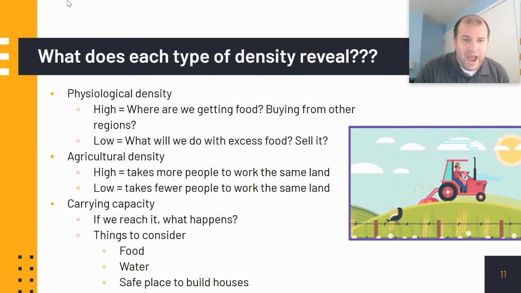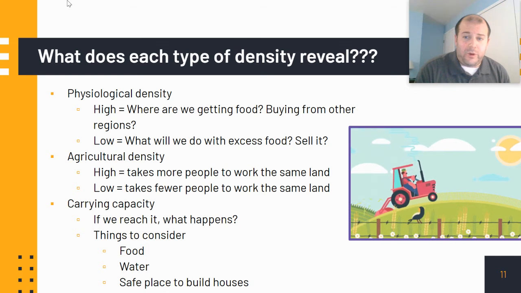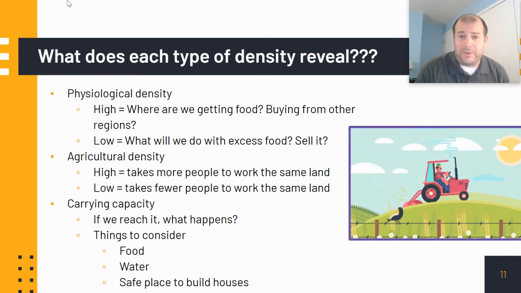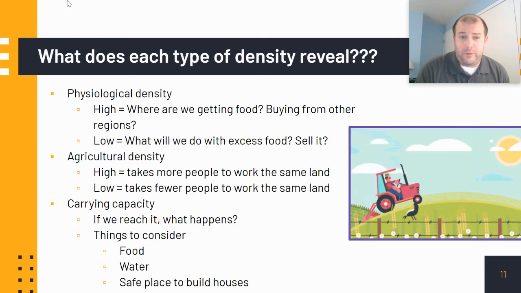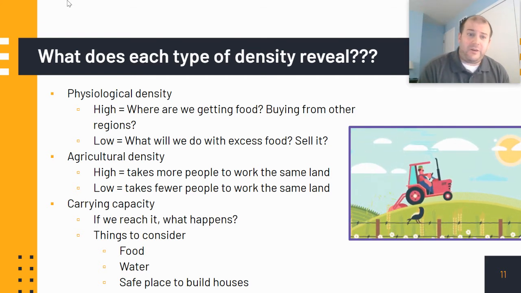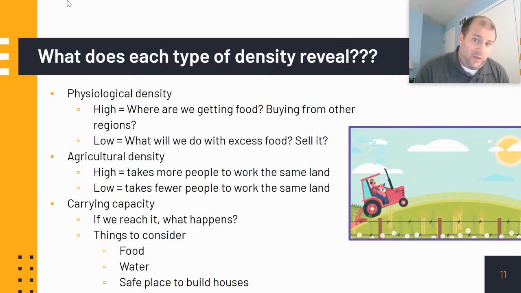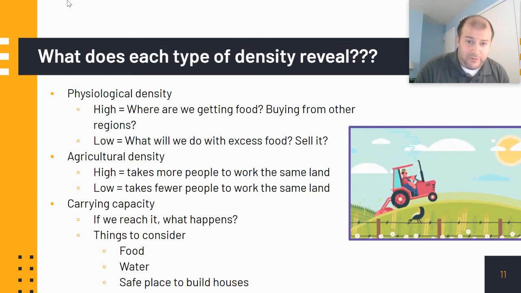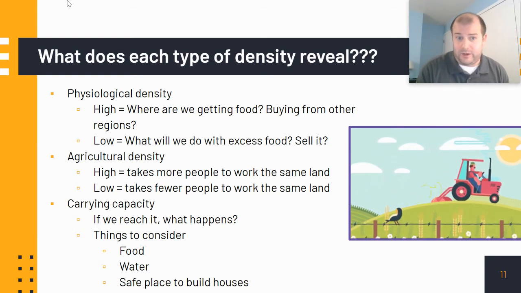So if a country has a high physiological density, you can question, is that country's population exceeding the carrying capacity of the land? If so, where are people going to get food? Are they going to have to buy it from other regions? On the other hand, if you have a really, really low physiological density, and the geographic space could support even more people, well, what are you going to do with the excess food? Are you going to export it and sell it to other countries?